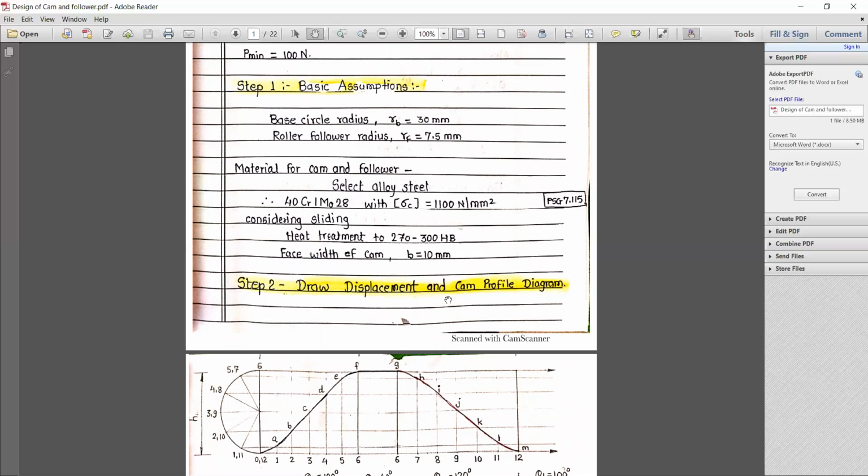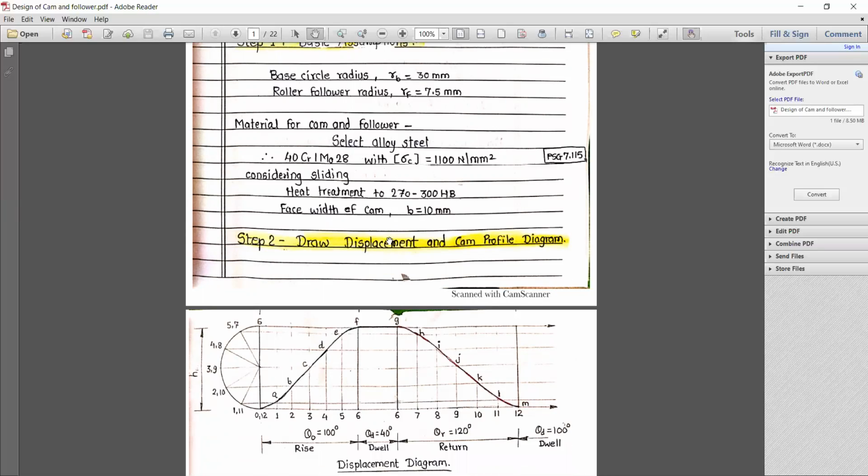Considering sliding, because at high speed there is a possibility of sliding as well as rolling, that's why we have considered the sliding action also. Now, heat treated, so the strength is 270 to 300 HB. Also consider the cam face width equal to 10 mm.